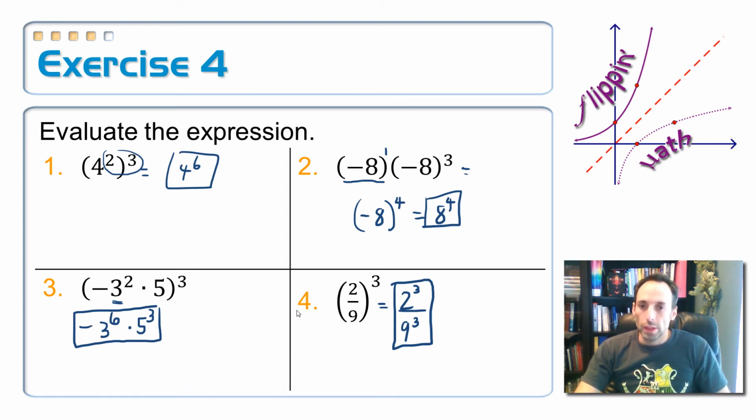Okay? And then finally, it is still the power property here, 2 to the 3rd divided by 9 to the 3rd. Each one of the things in the division problem get the 3 distributed to it, and you don't get to subtract the bases because they're not the same.